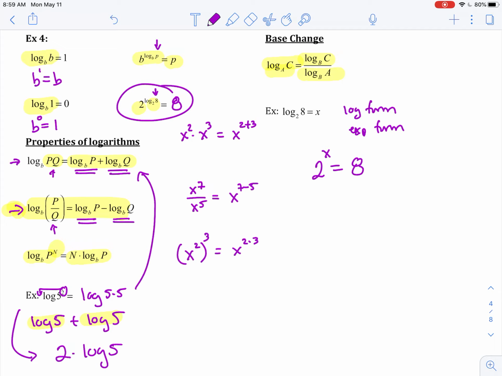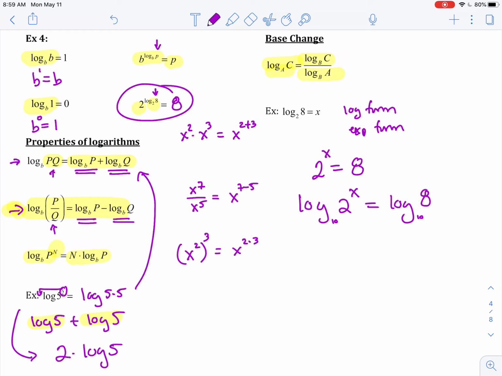And I am going to just keep with base 10. Recall, if I don't write anything, base 10 is implied. So the log of 2 to the x equals the log of 8, base 10.